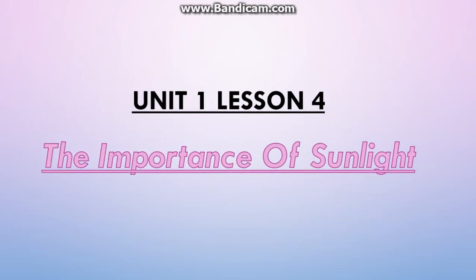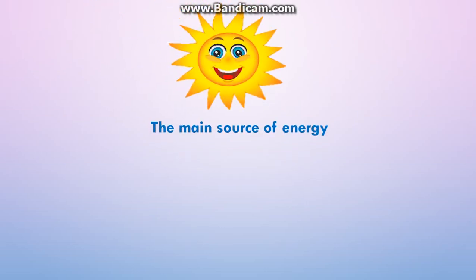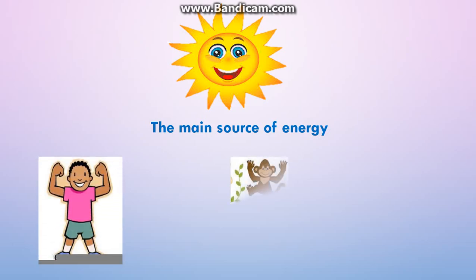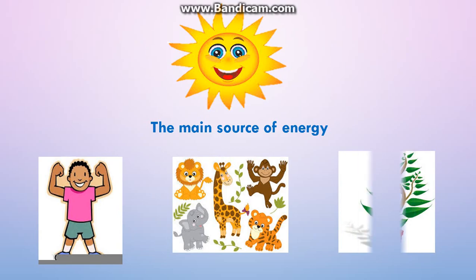Our video is about Unit 1, Lesson 4, the importance of sunlight. The sun is the main source of energy on the earth. It's important to humans, animals, and plants. But how's that? Let's see.